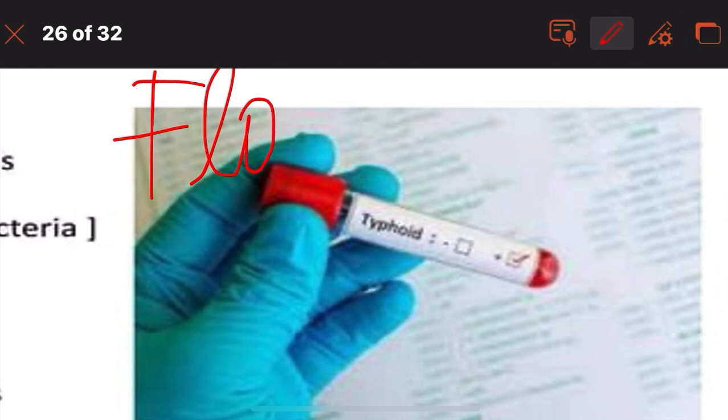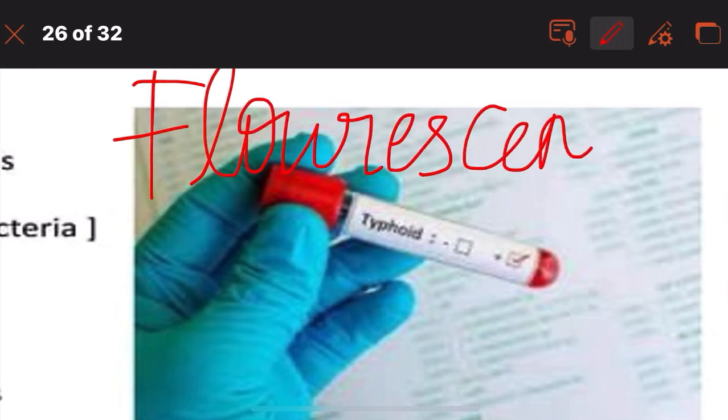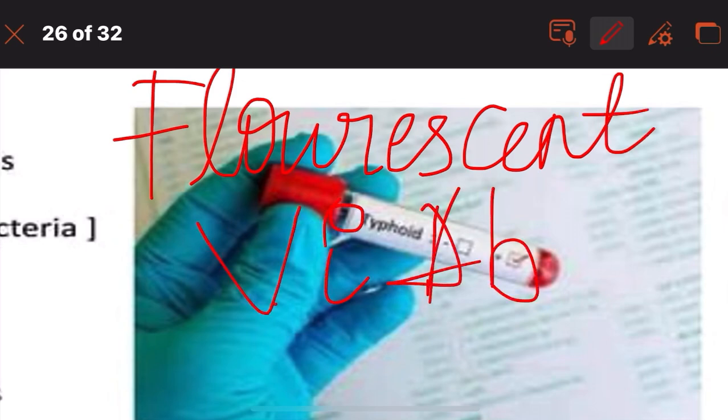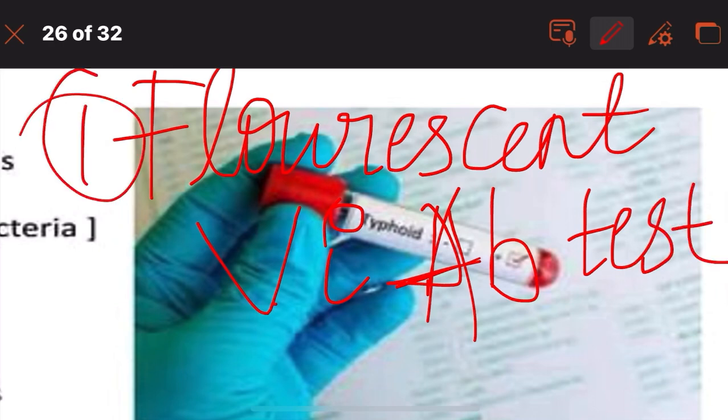You have to remember the Vi fluorescent antibody test. Okay, this is what you have to write in your examination papers. If they ask the investigations included in your question, you know very well the clinical feature.